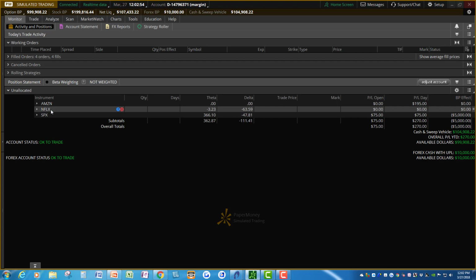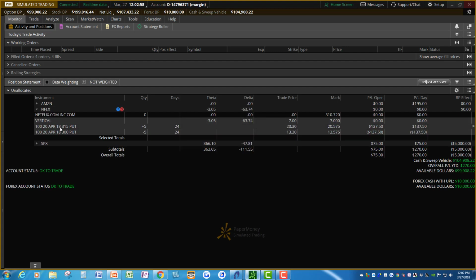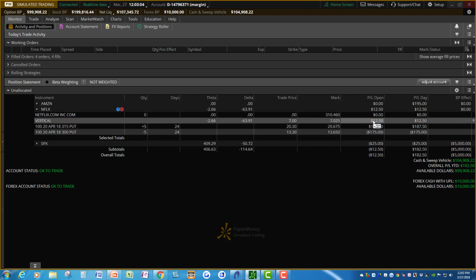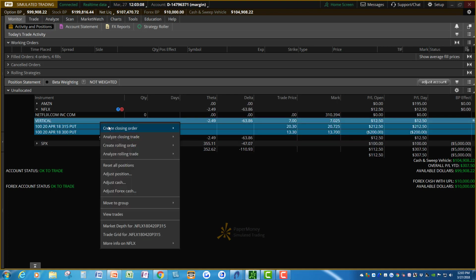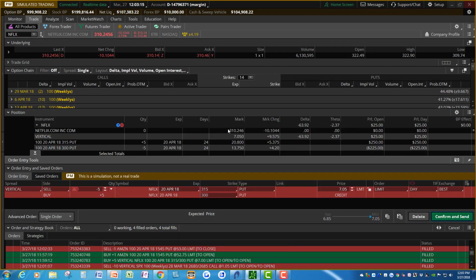Netflix. All right, we want to close this out. We look at this position. Remember, this was a put debit spread. We bought 5 of these. We're making some money here, so we're going to show you what the close is. You just come over, create the closing order. I want to sell this vertical. I just click on that vertical.